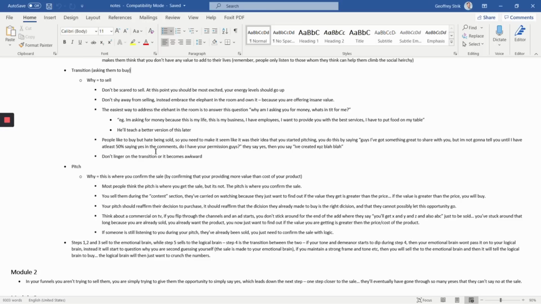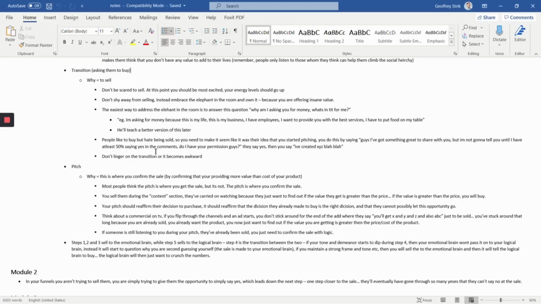But this isn't actually where the sale happens, in terms of the psychological decision of, okay, this guy's given me crazy amounts of value. He seems like an authority. He's taught me things that I wanted to know. And now he has a product that he's offering me the ability to buy. This isn't the point at which they decide whether or not they would buy from you. We'll get to that just now. So this is where you simply confirm the sale.